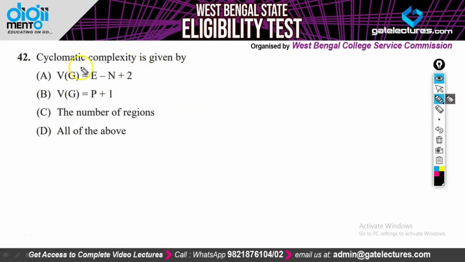So here we have a question: why is cyclomatic complexity given by? Okay, and we have a few options here. So first of all, why is cyclomatic complexity done? Cyclomatic complexity is done to check the complexity of our program. It is also known as structural complexity. And it is done to check whether all the parts of the code are executed at least once.